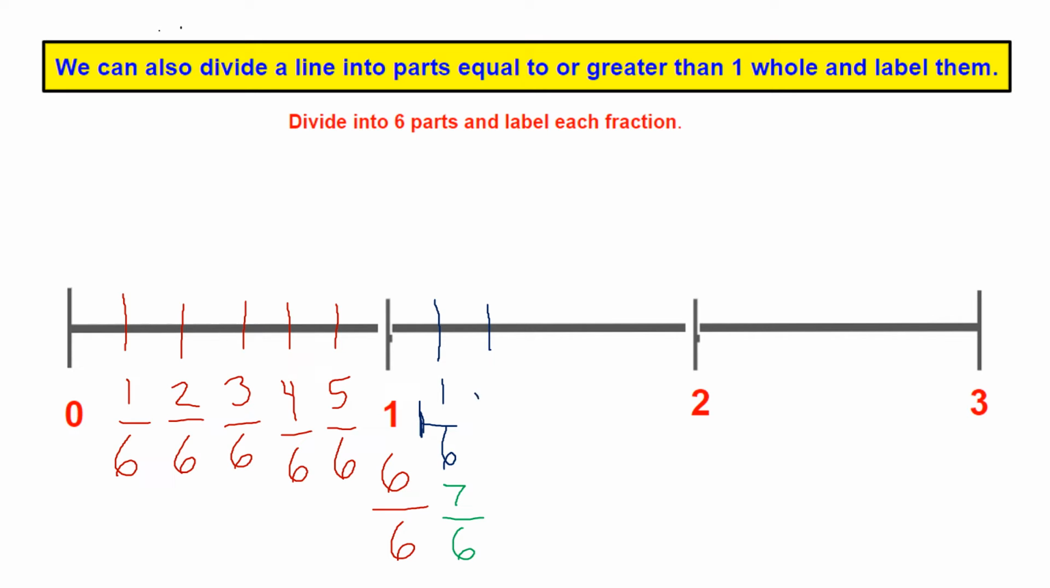This one right here is 1 and 2/6. This is, I'm running out of space, 1 and 3/6. This is 1 and 4/6. 1 and 5/6. All right, and right underneath this 2, this really is 1 and 6/6, but I know that 6/6 becomes a whole, so that's why it's 2.